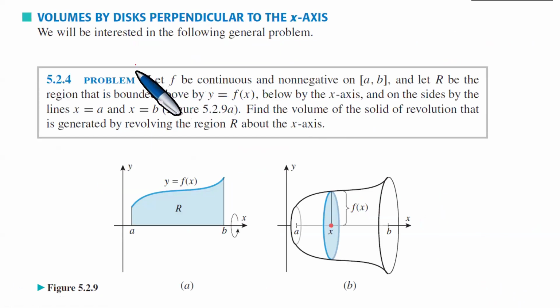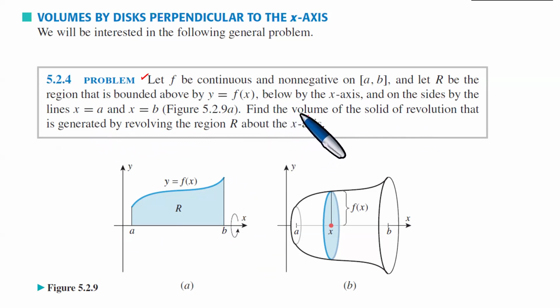We discussed the volumes by disks perpendicular to the x-axis. We'll be interested in the following general problem. Let f of x be continuous and non-negative on the closed interval [a, b], and let R be the region that is bounded by y equals f of x below, the x-axis, and on the sides by the lines x equals a and x equals b. We have x equals a here and x equals b.